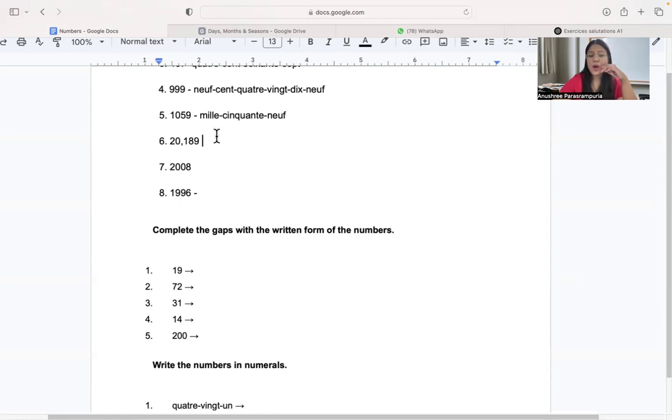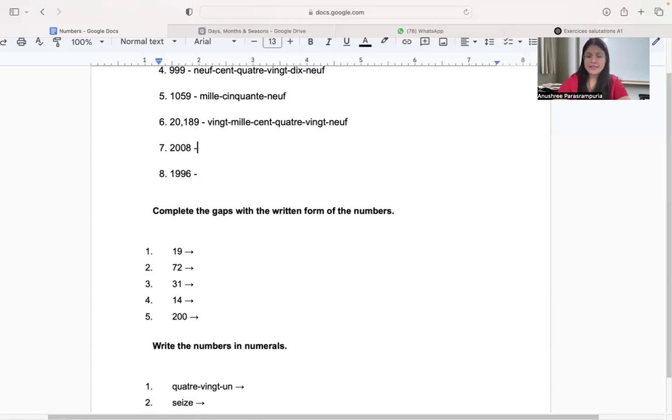20,189. 189, like how we say it in English is how we're saying it in French. 20,189. So 20,000. 20 is going to be, sorry, 20. 1,000 is going to be mille. 20,000. 189 is going to be 100. 189. 89. 20,189.